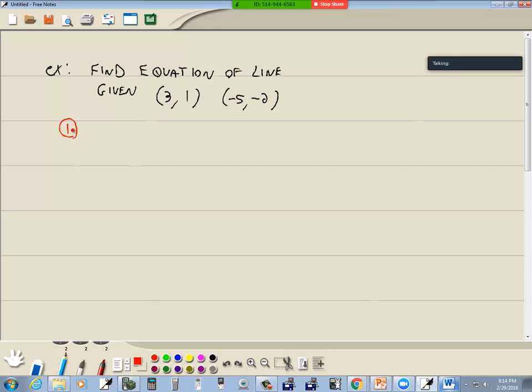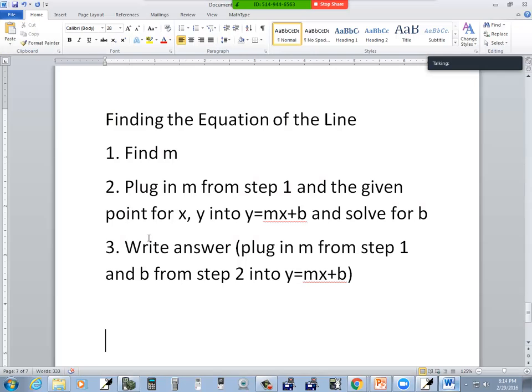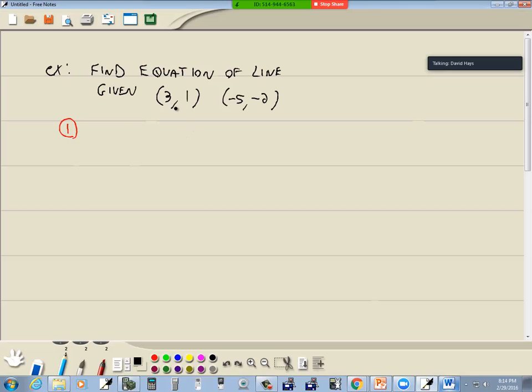Okay, step 1. Find m. Well, we looked at a formula earlier where if you're given 2 points, you can find out what m is. The formula was m is equal to y2 minus y1 over x2 minus x1. Now I want to label these points. This is my first point, so I'll label this as x1, y1. This is my second point, so I'll label this as x2, y2.